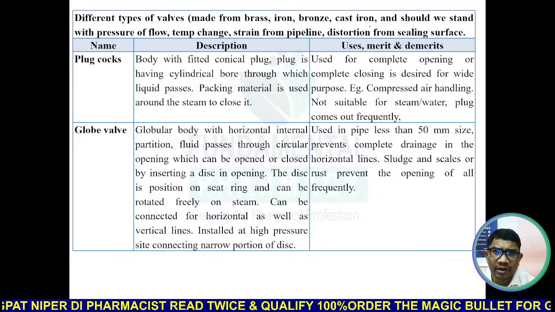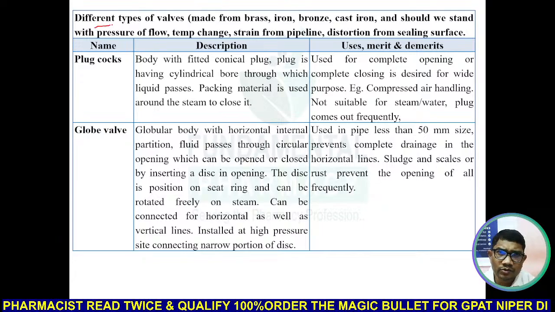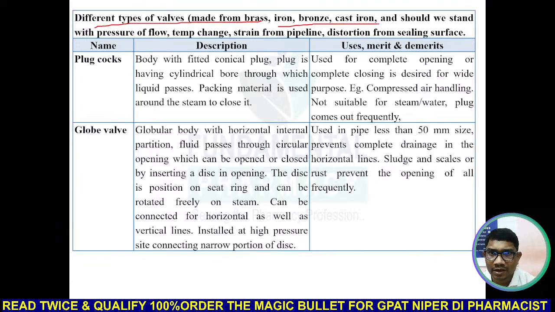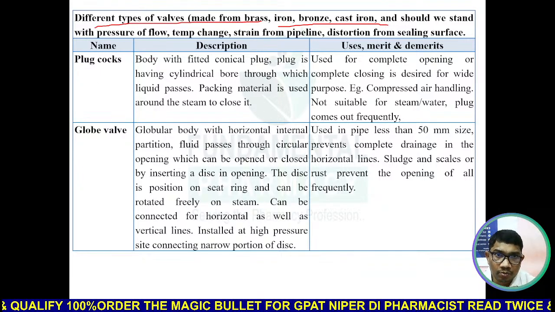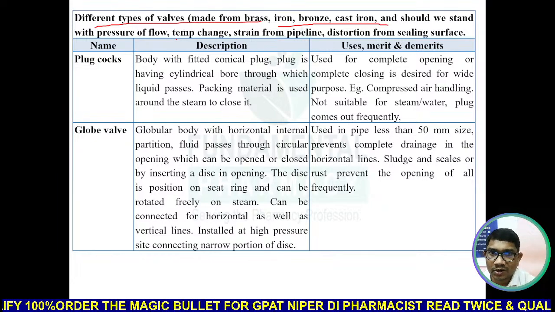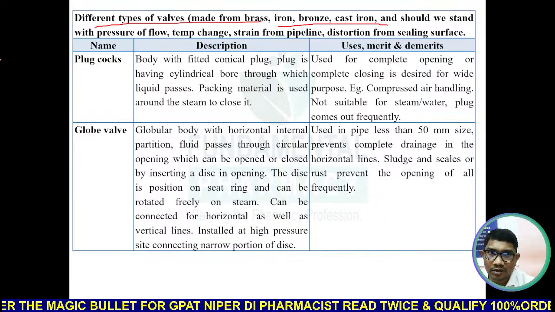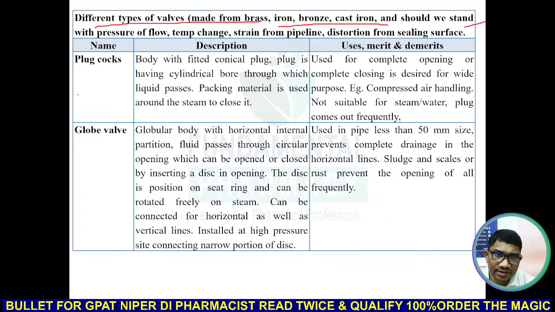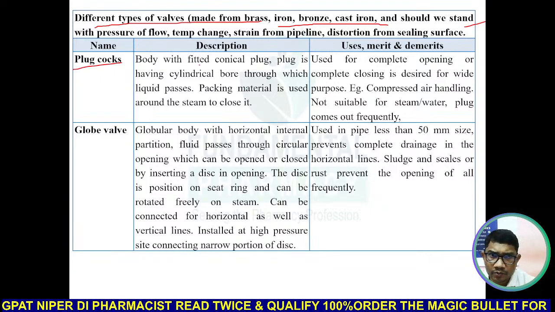Now, different types of valves are made from which materials? Valves are made from either brass, iron or bronze or cast iron and should withstand the pressure of flow, temperature change, strain on pipeline, distortion and sealing surface. So these are the qualities of a valve. Now look again at the plug cock valve.